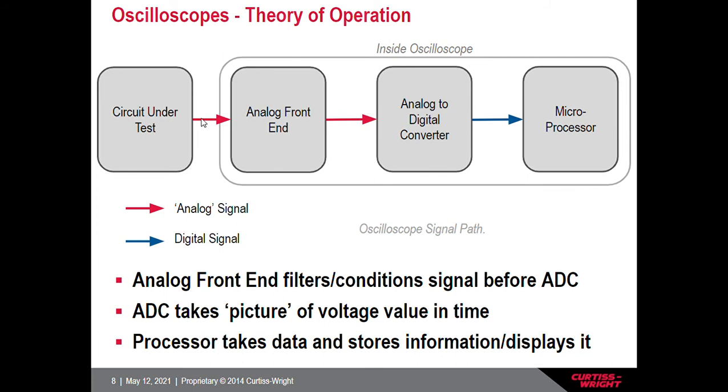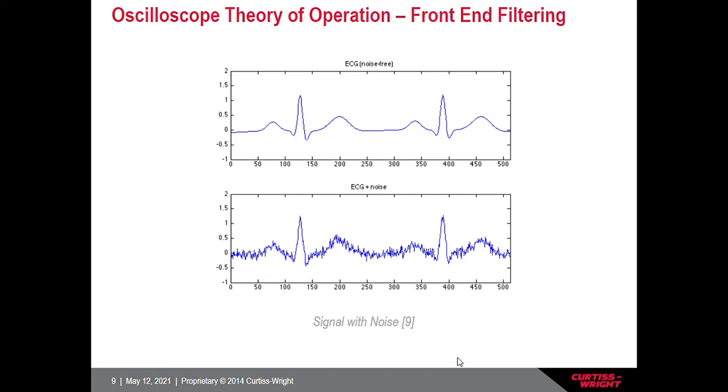And basically an oscilloscope is comprised of three major blocks. Once the electricity leaves the circuit that's being tested, it enters this thing called an analog front end. What the analog front end does is it takes all of the noisy signal and turns it into a nice clean signal that we can take a look at. Here you can see on the bottom, this would be our input signal. You can see all of the noise, and then that gets filtered and creates this nice, beautiful, clean signal.